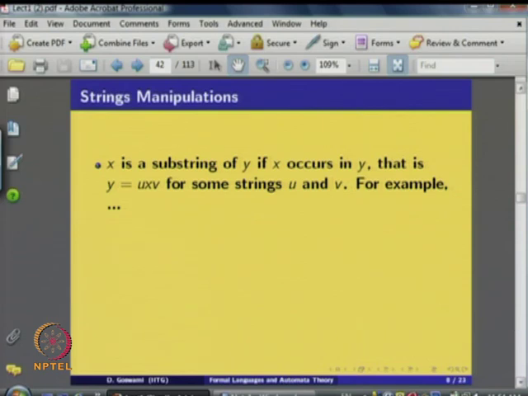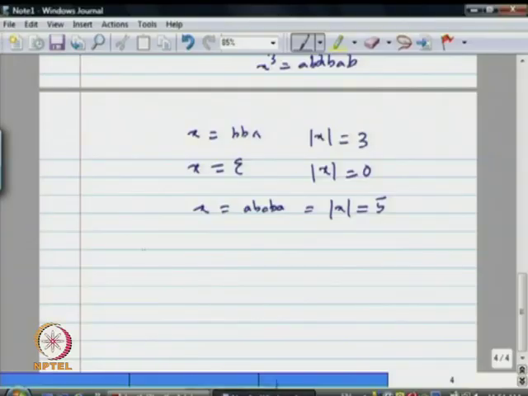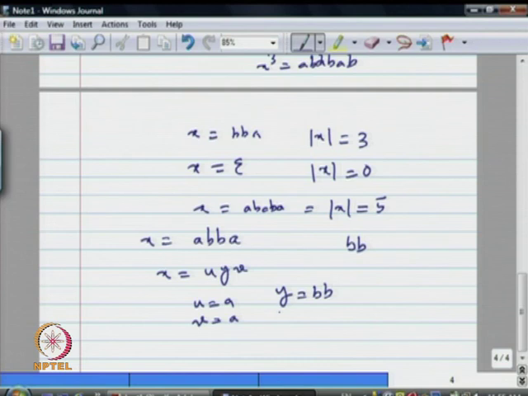Let us see some more string manipulation operations. We define a substring like this. So, x is a substring of y if x occurs in y. That is, you can write y as uxv for some strings u and v belonging to sigma star. For example, if x equal to abba, then we say that bb is a substring of x, because you can write x as uyv, where u equal to a and v equal to the string a and y is the string bb. So, in this case, this string bb is a substring of x.